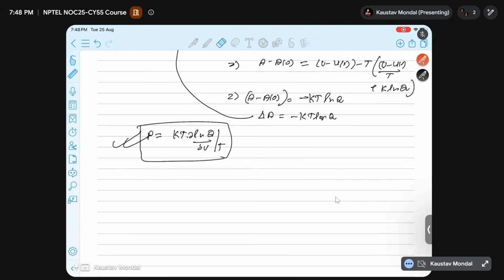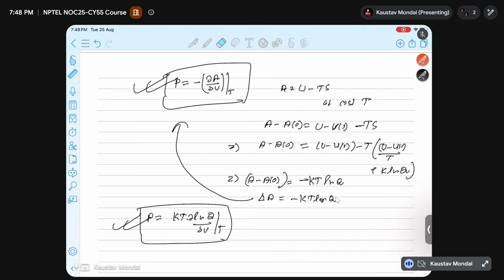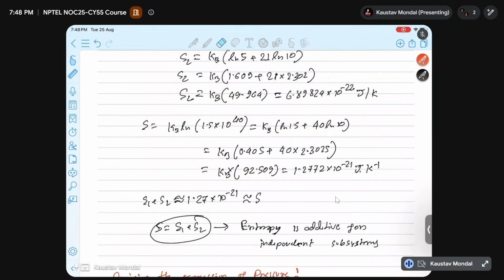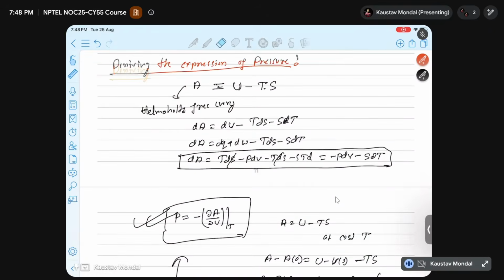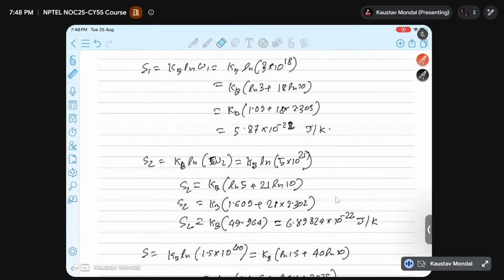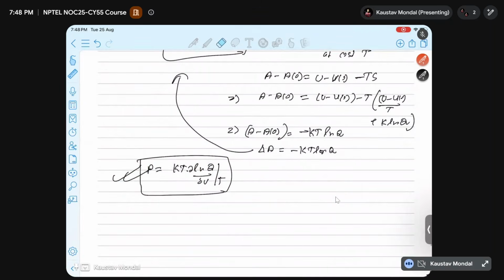So we have previously calculated how the internal energy, the specific heat and the entropy are related to the partition function. Now here we have calculated how pressure is related to the partition function. So this proves that the partition function is really a very powerful quantity, and we can relate many thermodynamic functions with it. So that's it for today's class.